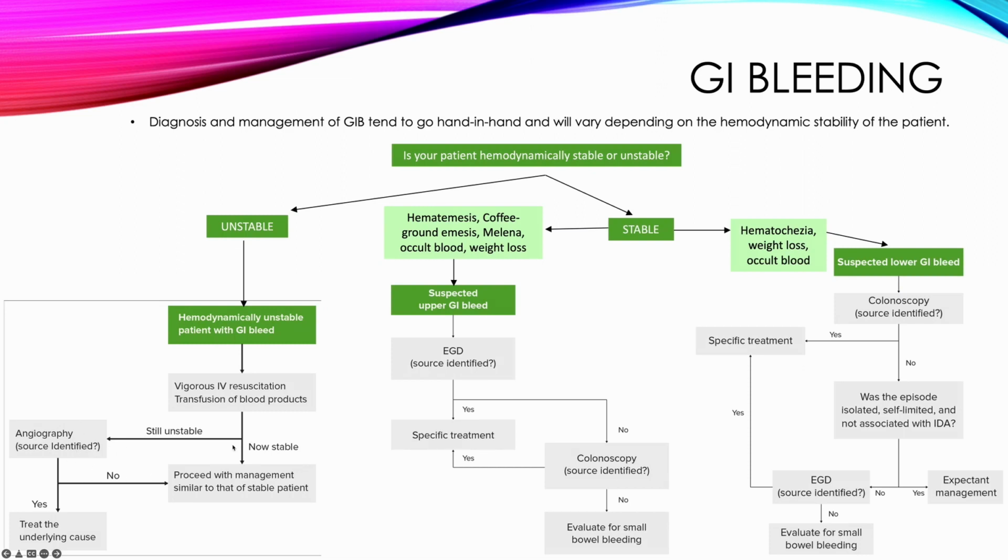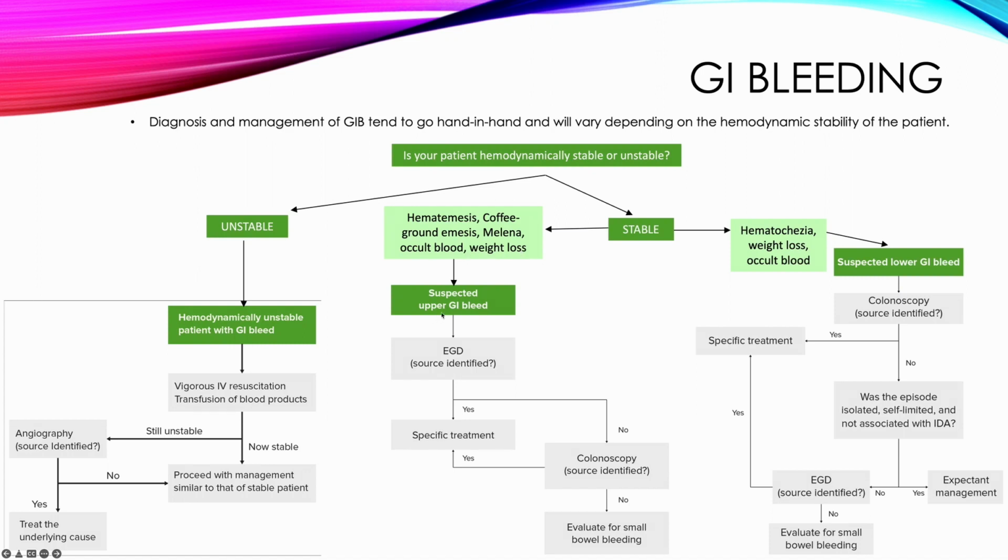If they're stable, then you can proceed managing along this pathway. Now, if the patient is hemodynamically stable initially, you want to assess whether you think that the bleed is an upper or a lower GI bleed. If we think it is an upper GI bleed, we'll see these things, usually either hematemesis, coffee ground emesis, or melena. Occult blood, can't really tell whether it's upper or lower.